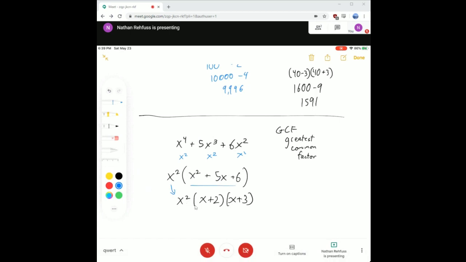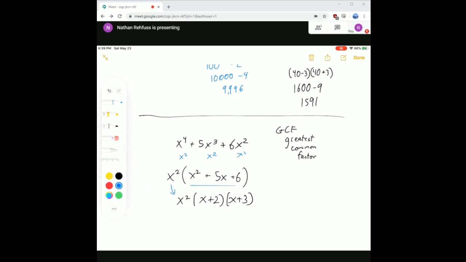Oh, and look, just like I told you, a second degree times a first degree times a first degree, 2 plus 1 plus 1 really is 4. That always works when you're factoring or multiplying polynomials. The degree is conserved. And that's going to be real handy later in Unit 3. So that's a factoring trick, taking out the greatest common factor.